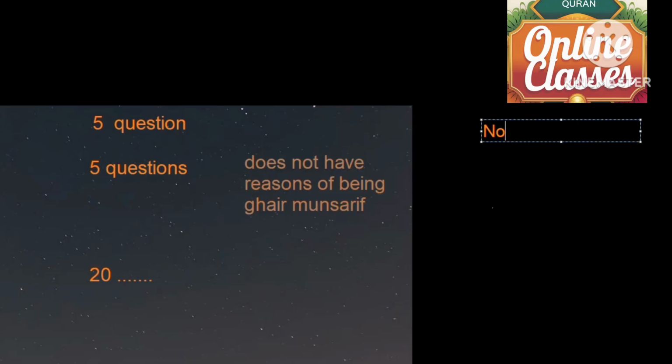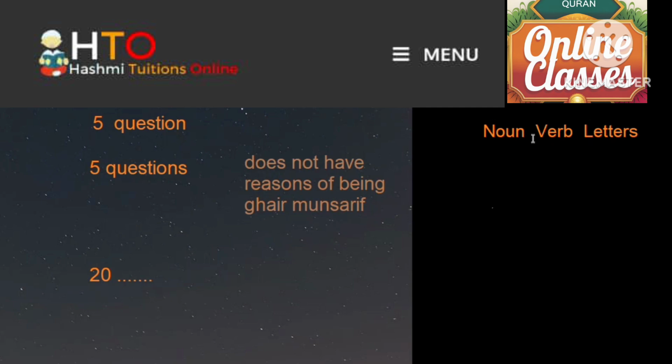Correct? So first you get to know the noun. Arabic contains three parts: noun, verb and letter, correct? Out of these, you start with the noun. After getting them, you know how to recognize nouns by their symbols, right?